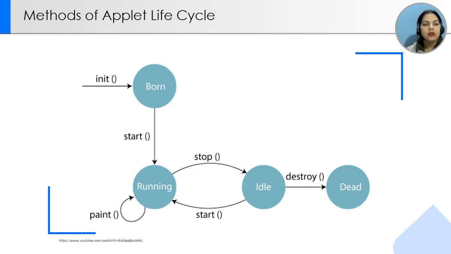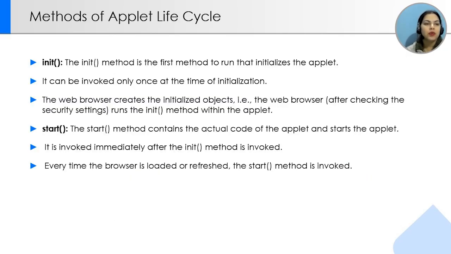Now let's start discussing these methods in more detail. So the very first method is the init method. This is also known as the initialization method. This is the very first method that runs when the applet is initialized, and it can be called only once, at the time of initialization. It's not like we are initializing again and again. Calling a method or invoking a method, both are the same thing. When we use the term that we have called a method or we are calling a method, that actually means we are invoking a method. So invoking and calling are the same thing. So it has to be used once in the life cycle of an applet.